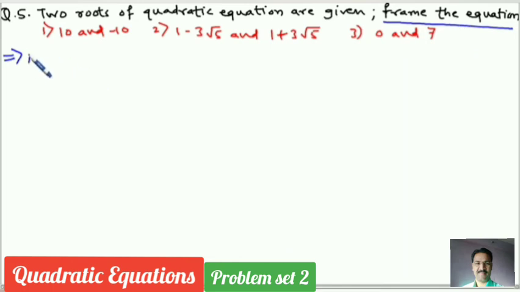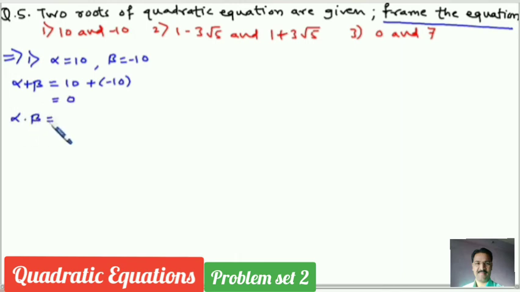In the first one, alpha is equal to 10 and beta is equal to minus 10. First of all we need alpha plus beta. That is 10 plus minus 10. So in all what will we get here? This is 0. After that alpha into beta is what? 10 into minus 10, that is minus 100. So we already know the general form, that is x square minus alpha plus beta x plus alpha beta is equal to 0.